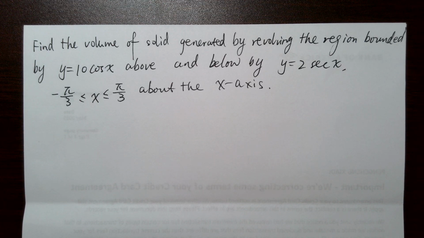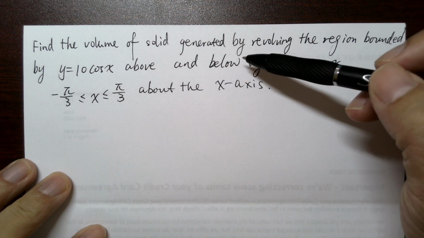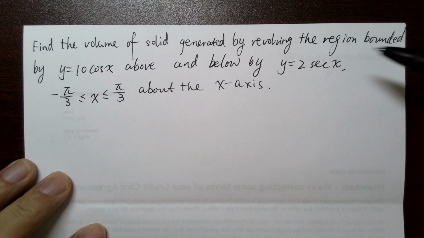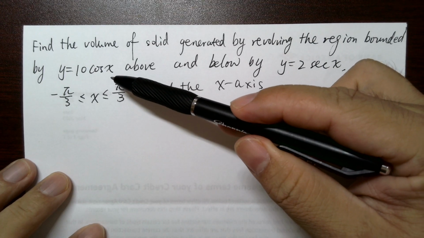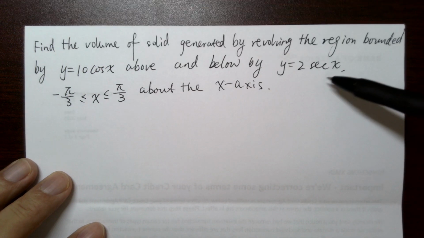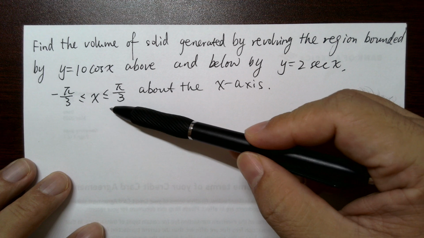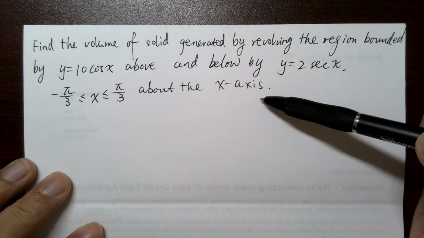Okay, so for today, let's talk about this problem. Find the volume of the solid generated by revolving the region bounded above by y equals 10 cosine x and below by y equals 2 secant x, from negative pi over 3 to pi over 3, about the x-axis.